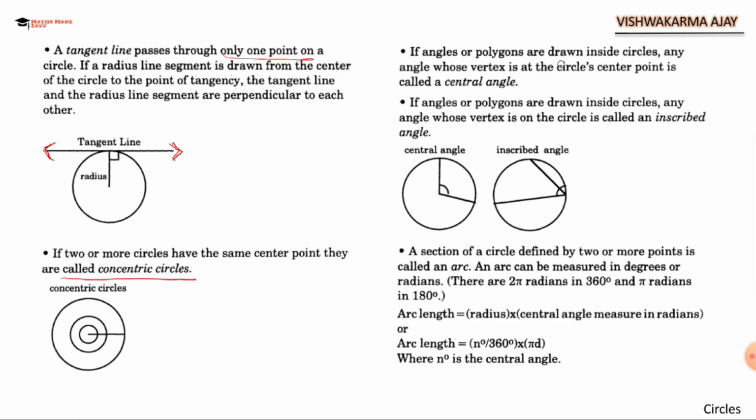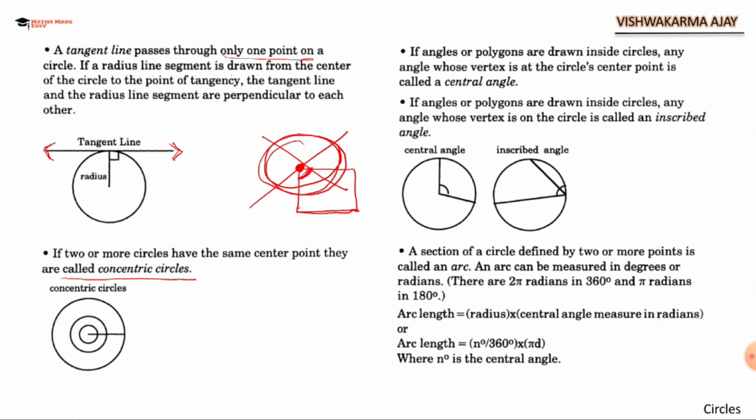If angle of polygon are drawn inside, any angle whose vertex is at the circle center point is called central angle. Very easy. Let's say this is a circle and I want to draw a shape in circle. Like this is a square. But the condition is that this square is sharing the same corner, or the center. One of the corners is in the center of the circle. This angle will be called as central angle. Look in this figure.